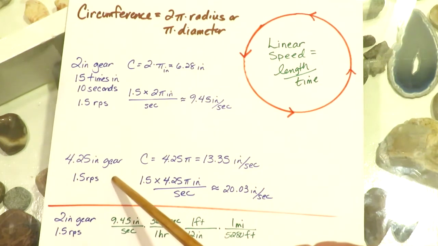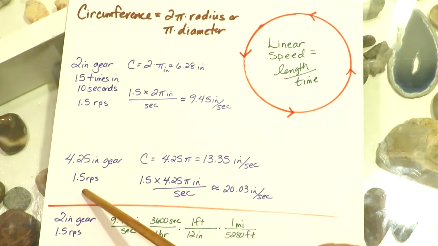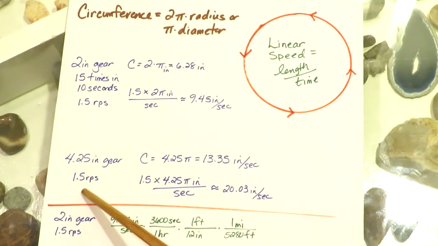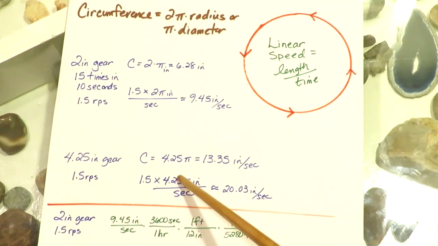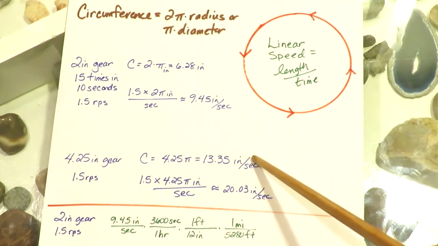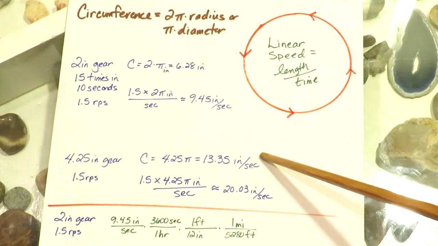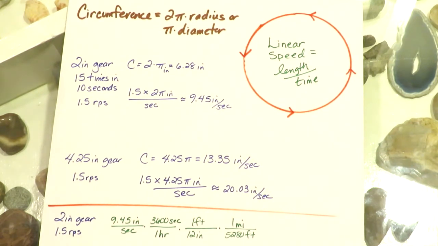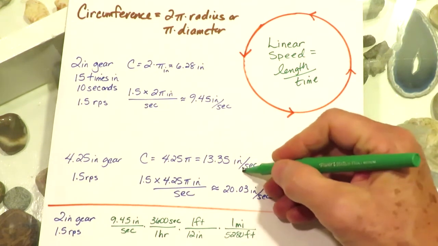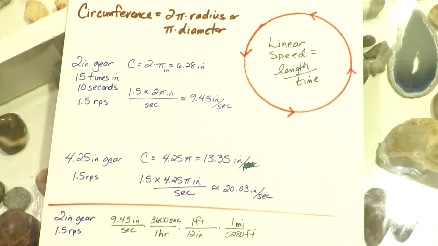Now for the bigger gear, it had a diameter of 4.25 inches. If I were spinning it at the same revolution rate, so 1.5 revolutions per second, the circumference is bigger because the diameter was bigger. So the circumference was approximately 13.35 inches. Oops, I wrote inches per second, but that's just the circumference, so it's just inches.